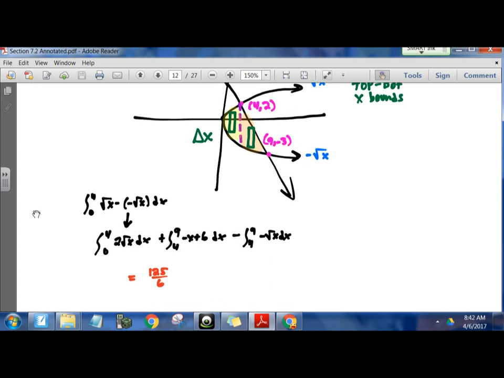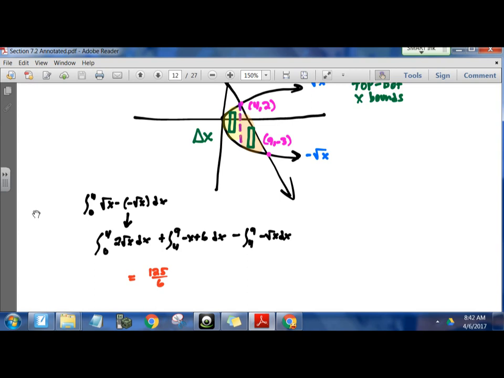And then the second piece, which I did decide to split up into two integrals, but it does not matter. The integral from 4 to 9 of negative x plus 6 minus root x dx. You got the same answer. 125/6.